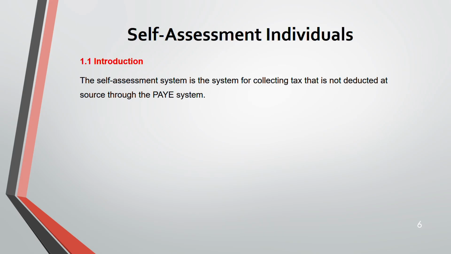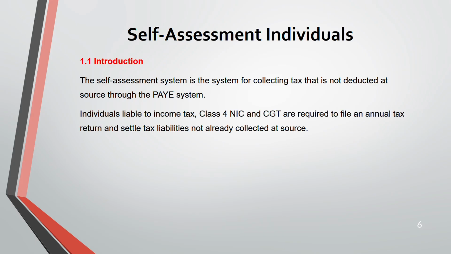We all know about the self-assessment system, right? Here the tax that is collected under the self-assessment system is not deducted at source through the pay system. So which taxes come under self-assessment? There are 4. One is your income tax, one is your class 4 NIC, this I have covered in the previous lecture, and next is CGT, capital gains tax. I have not covered this yet, my next lecture will be on this.